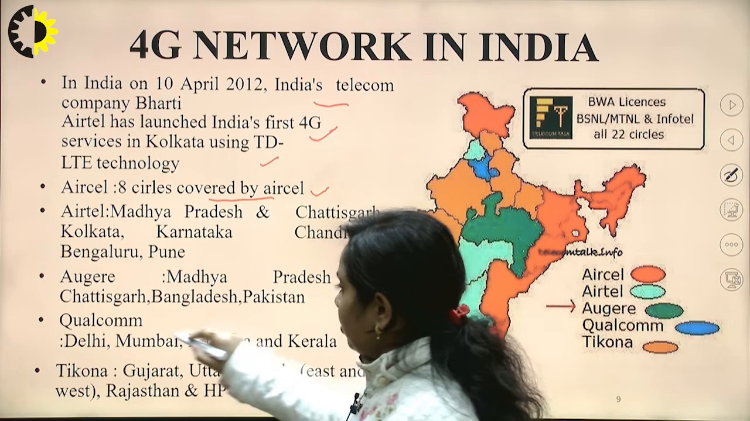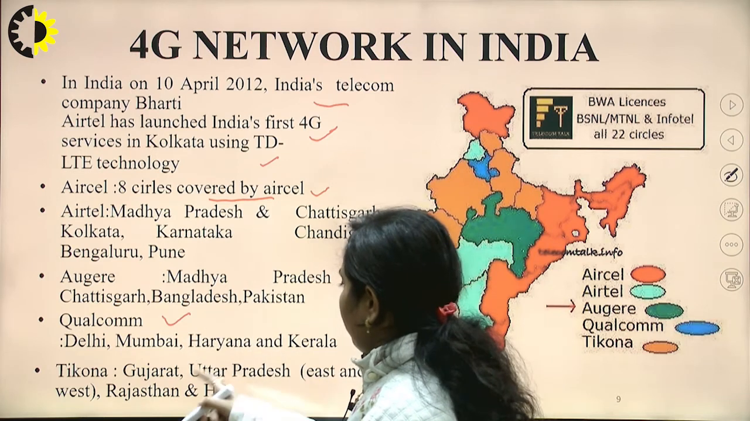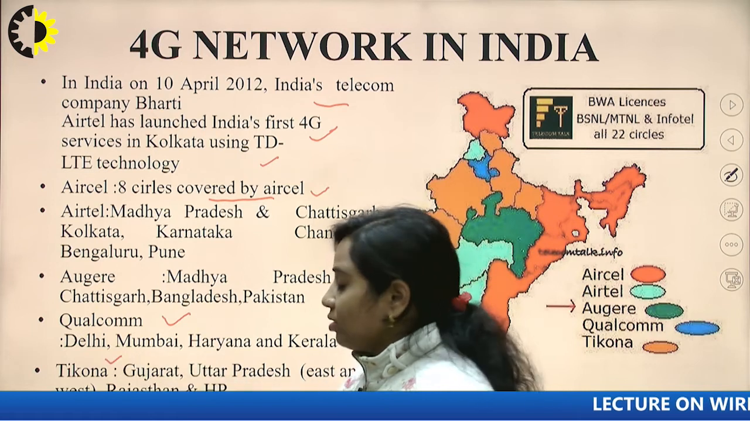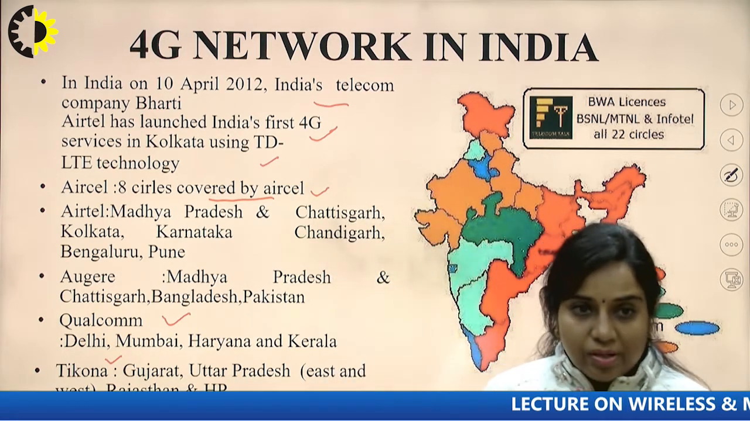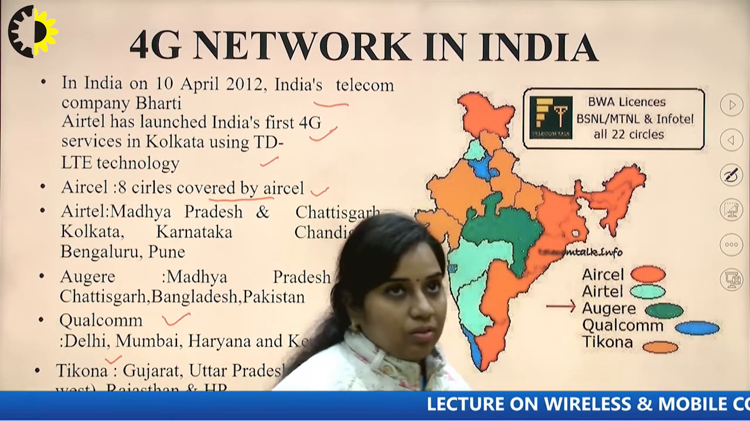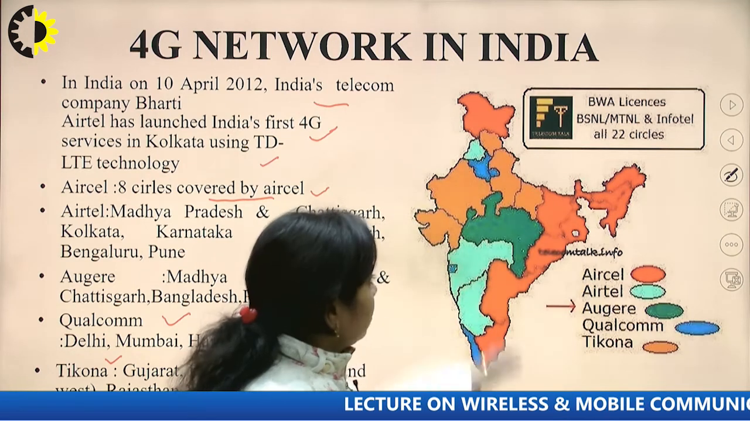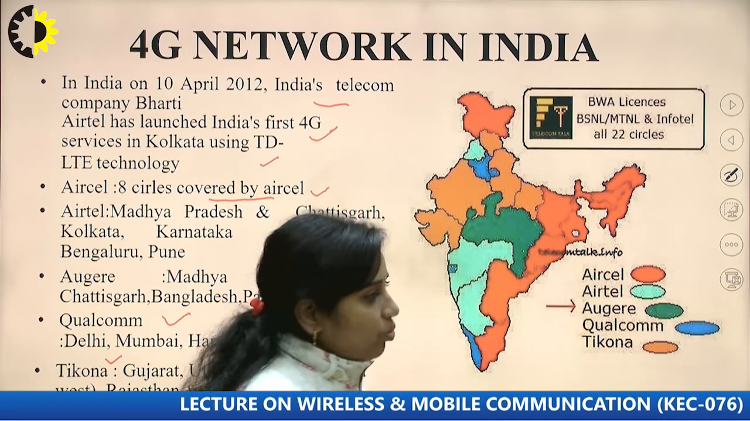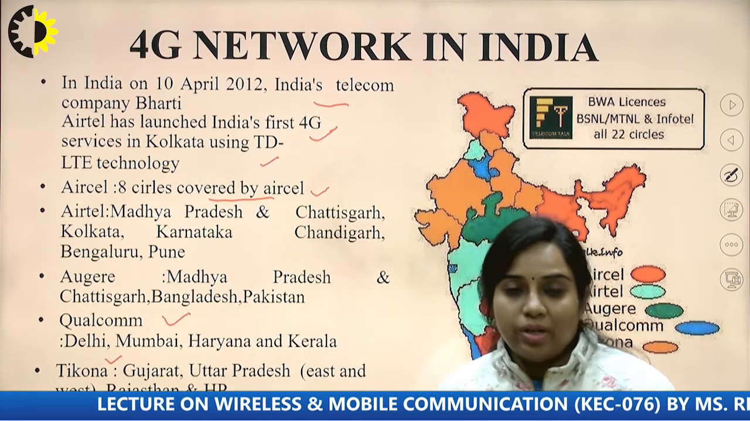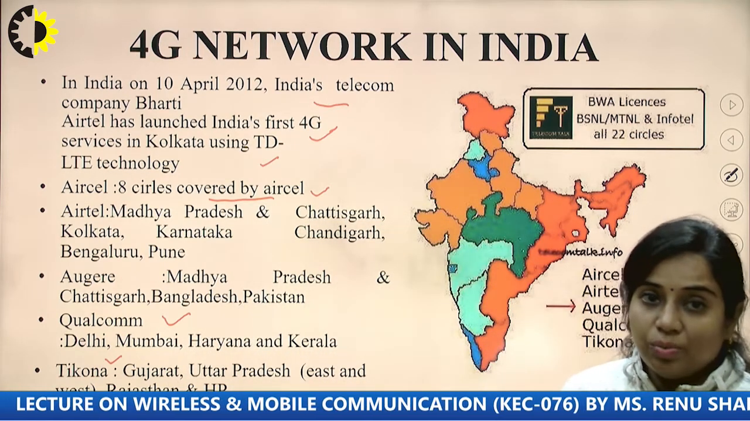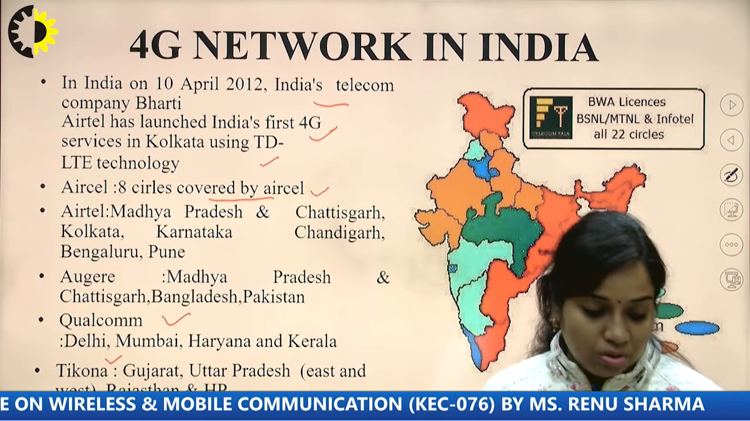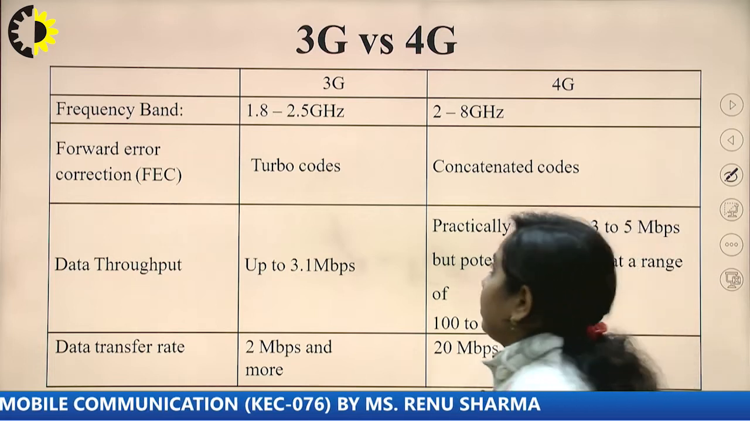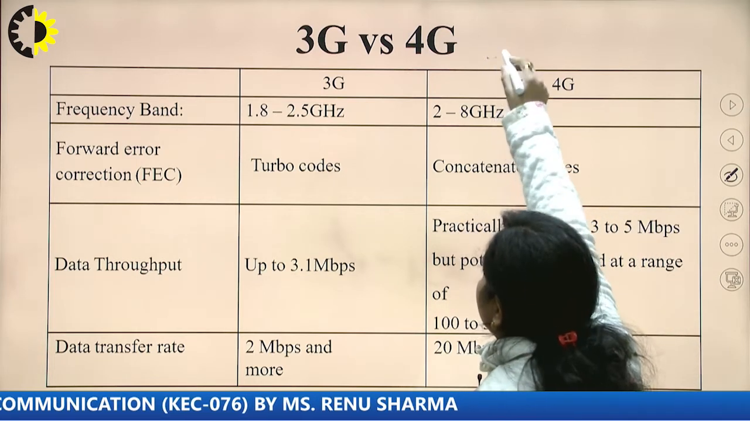Now you can see that Qualcomm is going to connect these areas on the basis of fourth generation. Tikona is a kind of broadband service that is provided. Now you can see the distribution of various organizations that are going to provide fourth generation services in various parts across India. Now this is the comparison table showing the comparison of third generation and fourth generation networks.